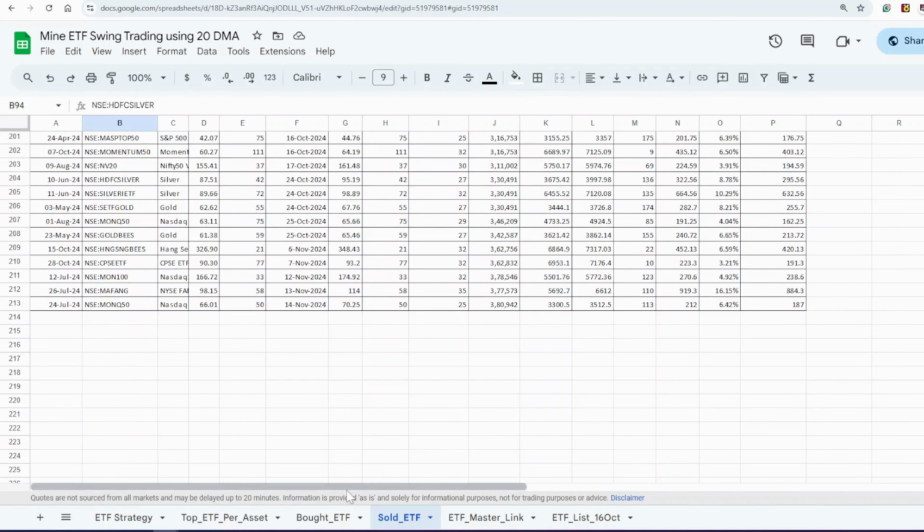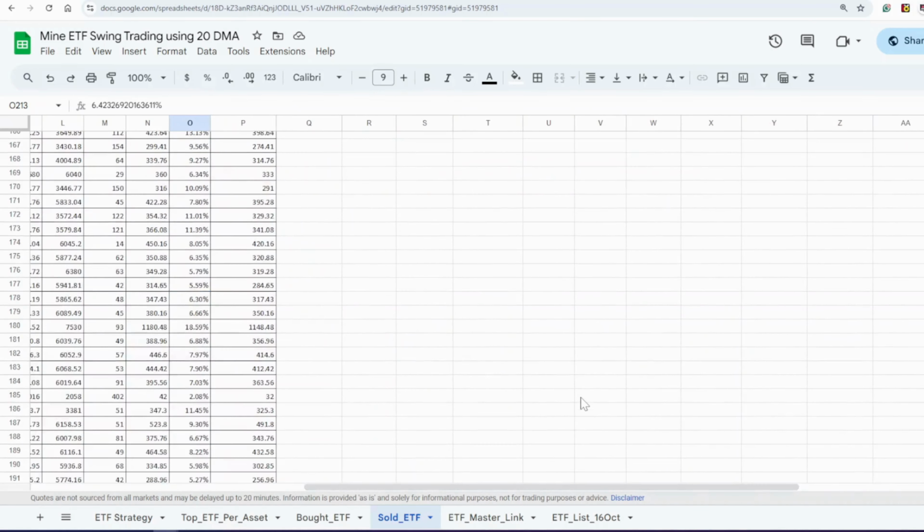See, the Indian market is going down, but the US market has gone up, right? In the last 1 year, the US market has given us 5-6% returns. So that's why investing in the Chinese market, Indian market, as well as US market is beneficial, because as you can see, on 12th, 13th and 14th, I got one sell each. So I have sold Mon 100, Mafang, Monq 50 with 4.92%, 16.15% and 6.42%. So even though the Indian market has gone down by 10%, my selling is going on. That means I am continuing to get the monthly income.